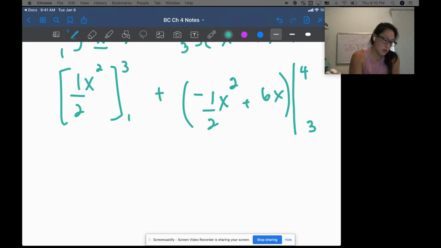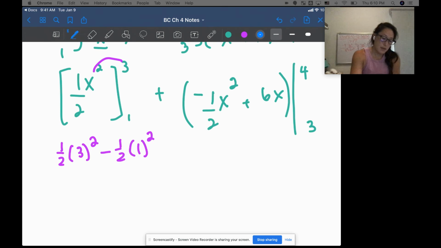Okay, so time to substitute. So I'll write the first one in purple. So we're going to substitute in 3. So I get 1/2 times 3 squared minus 1/2 times 1 squared.